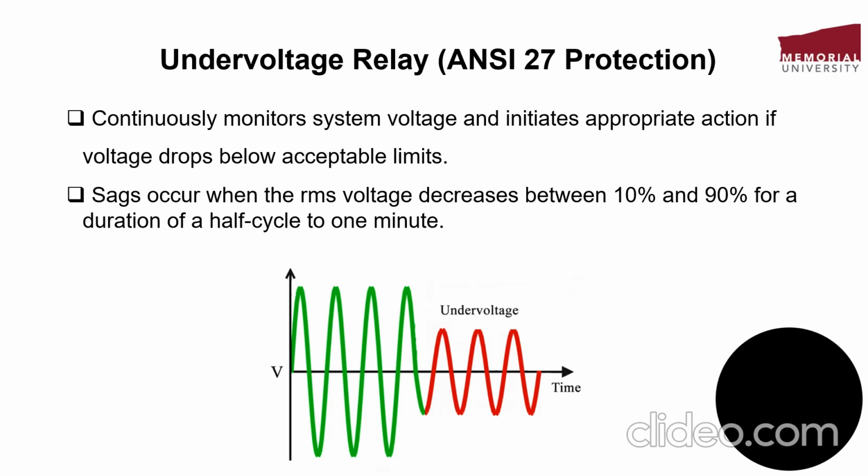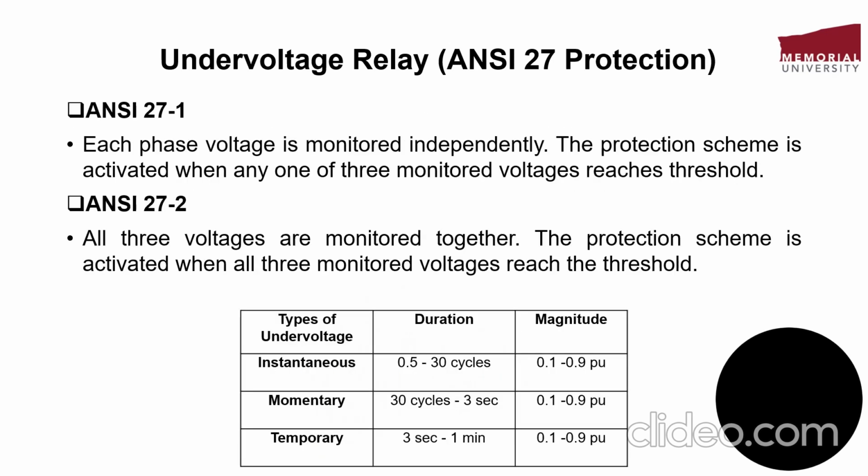In this waveform, the voltage waveform which is given in the slide, we can see that the green portion is the regular wave and the red portion is basically the voltage sag, where voltage has dropped below the threshold value. So sags occur when the root mean square voltage decreases between 10% and 90% for a duration of half a cycle to 1 minute. I will further explain what are the types of under voltages on the basis of time duration and on the basis of threshold limit up to which the voltage drops.